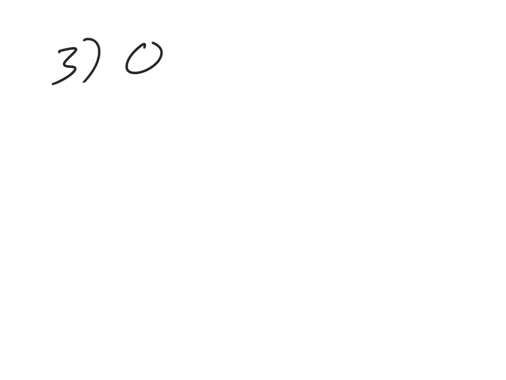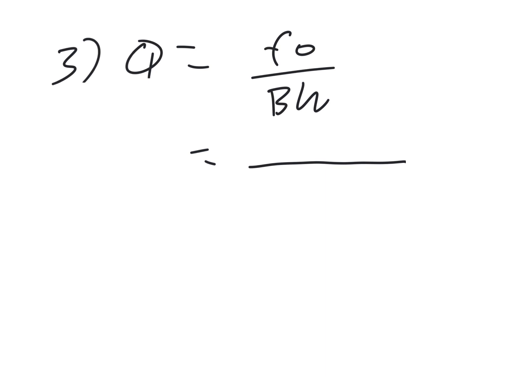3, the quality factor equals FO divided by the bandwidth. So that's 7.75 divided by 7. Q equals 1.11.